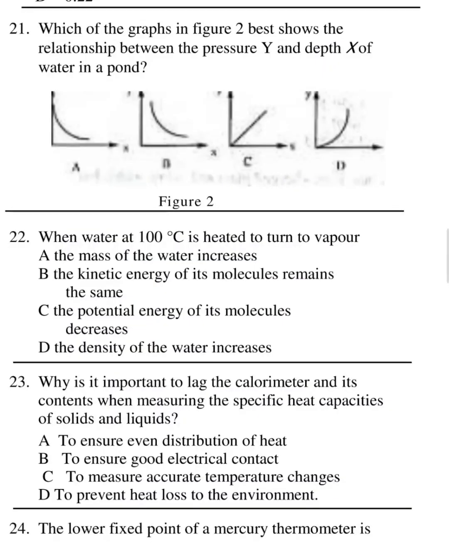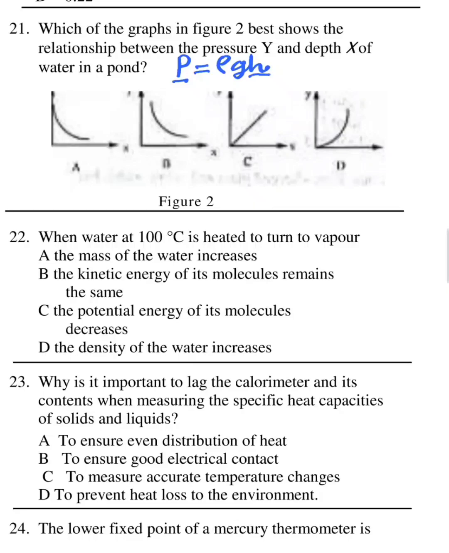In number 21, which of the graphs in figure 2 best shows the relationship between the pressure Y and the depth X of water in a pond? So here we need to know the relationship between pressure and depth in a liquid, and that is given by rho g h, where rho is the density, g is the acceleration due to gravity, and h is the depth of water in the pond. So the relationship between P and h is direct.